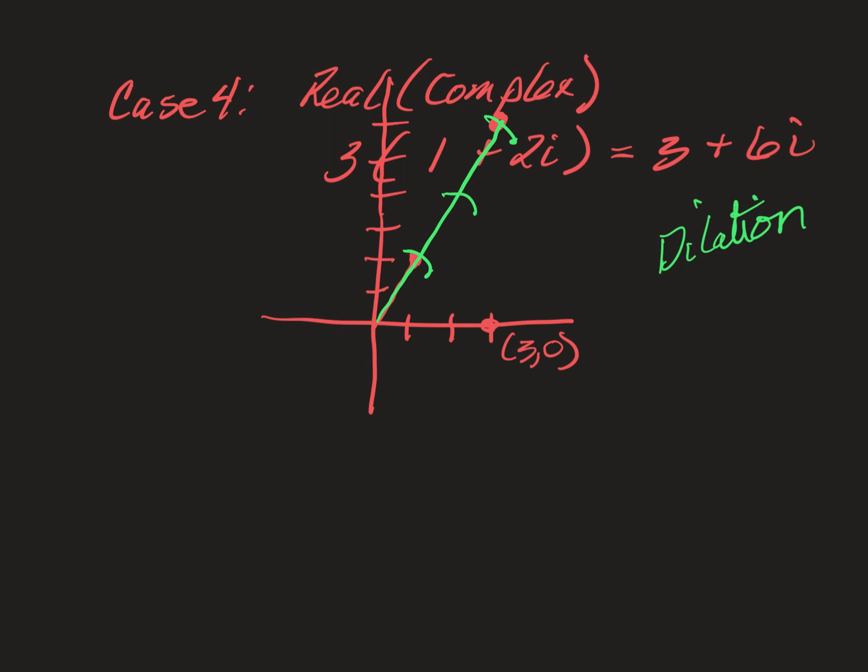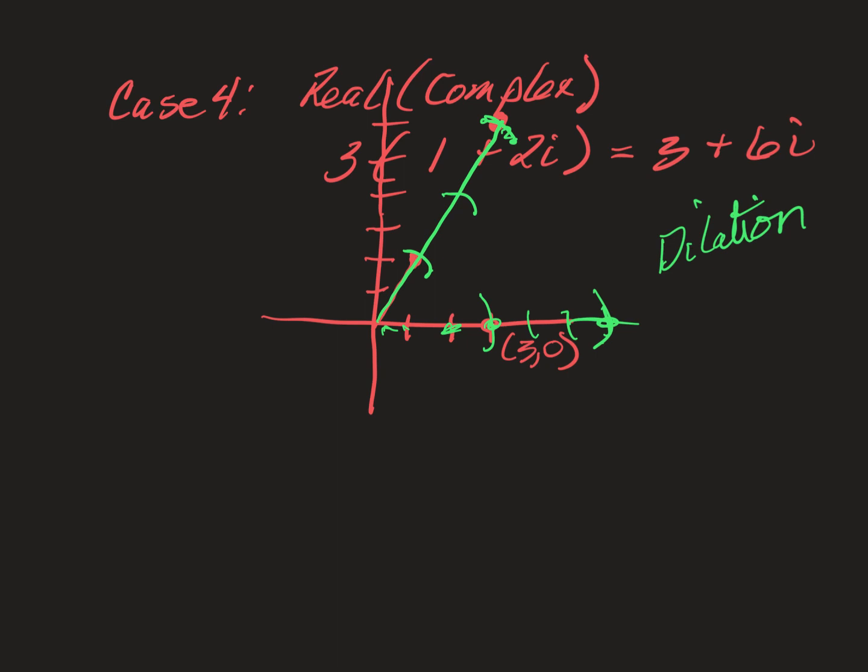Now, this is very much like the real number times a real number. When we had 2 times 3, remember, we went from 3 and then we doubled it out to 6, right? And so a real number times a real number is a dilation in the same direction as all the real numbers, which is the x-axis, whereas a real times a complex is in the direction of the complex number, but it's a dilation in that direction, a scalar multiple, all right? Okay?